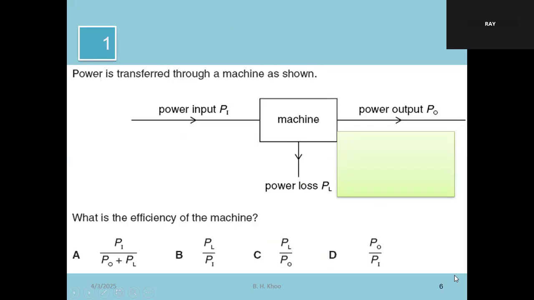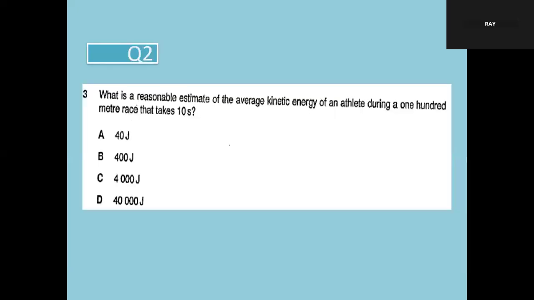Okay. What is the answer for this one? Efficiency is output over input. D. Okay, good. This one?